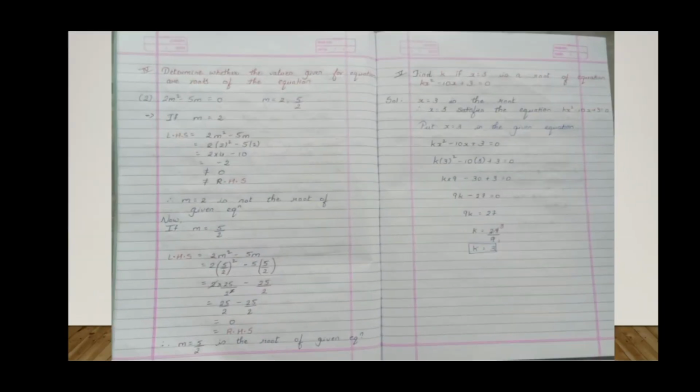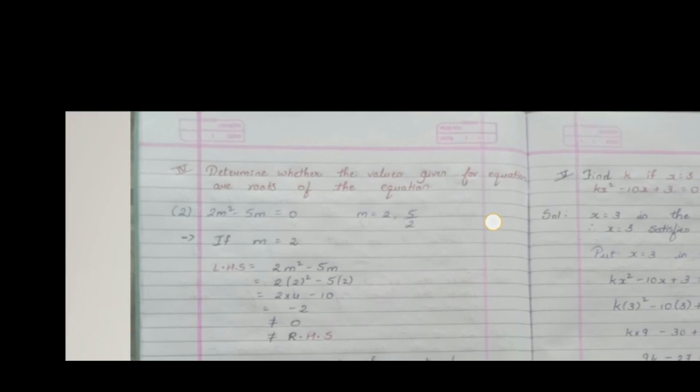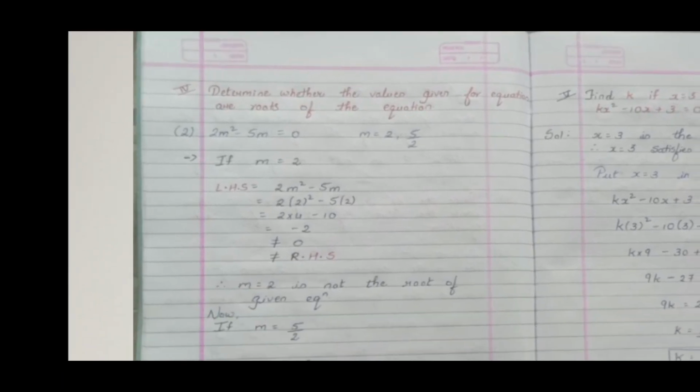Question 4. Determine whether the values given for the equation are roots of the equation or not. So here we are given one equation and 2 values for the roots are also given. Now we have to check if these given roots are actually satisfying the equation or not. So let us see what example we have. We will consider the second example, that is 2m square minus 5m is equal to 0.